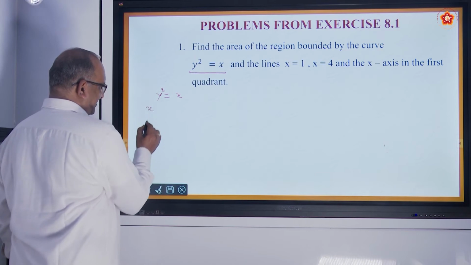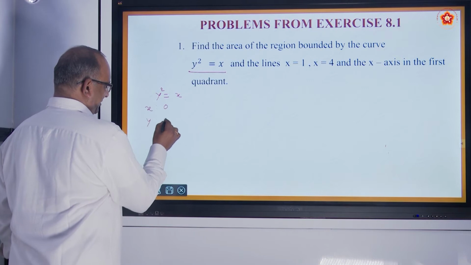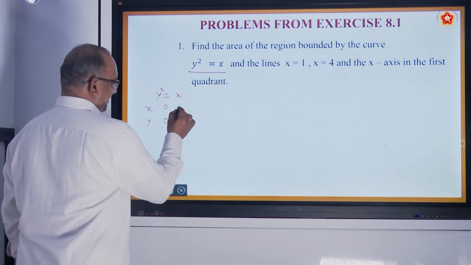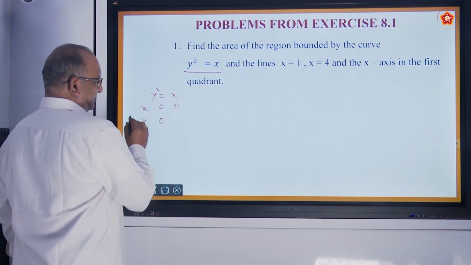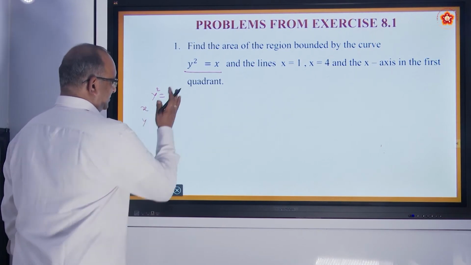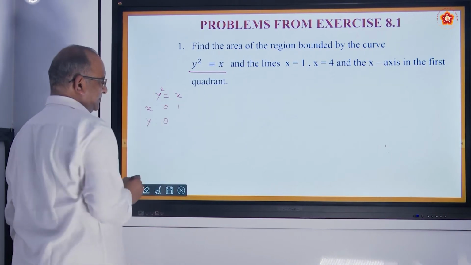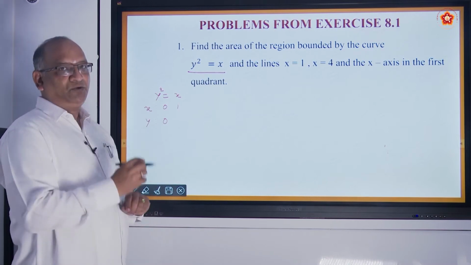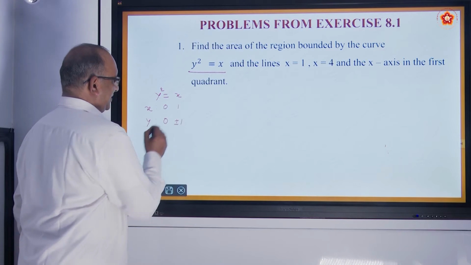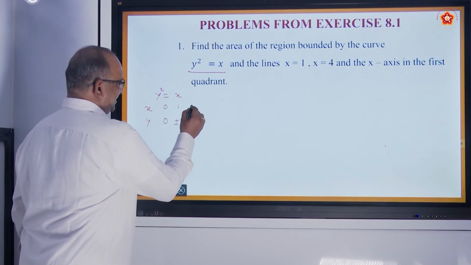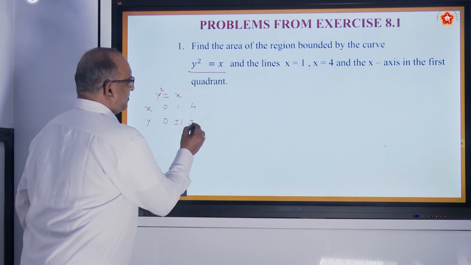take values of x and y. Let us say x is 0, y will be 0. Let us say x is plus or minus 1, it can be plus 1, it can be minus 1. Suppose x is 1. So y square is going to be square root of 1. When you take square root of 1, the answer can be plus or minus 1. Suppose if you give the value x equal to 4, the answer is going to be plus or minus 2.